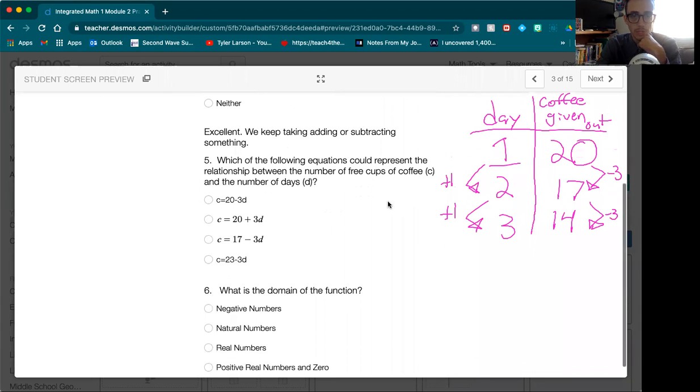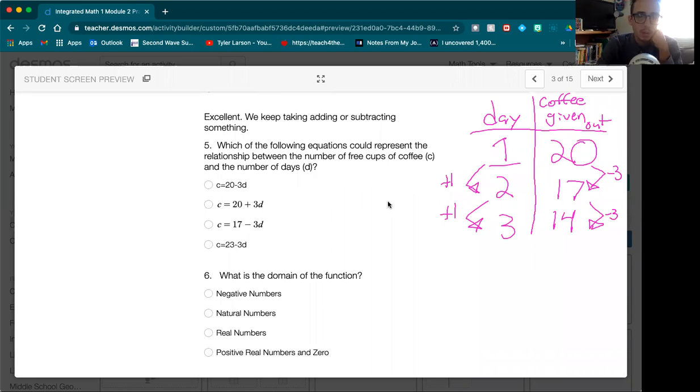As far as the equation goes, do we know what day 0 is going to be? Or could we find what day 0 is going to be? We could just backtrack.